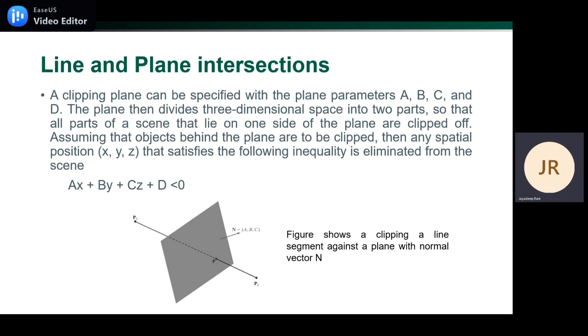A clipping plane can be specified with the plane parameters A, B, C, and D. The plane divides three dimensions into two parts, assuming that the objects behind the plane are to be clipped. Let us assume the spatial position x, y, z satisfies the following inequality for the given plane and line. The figure shows the line segment being clipped against the plane with normal vector N. N has the coordinates A, B, C.